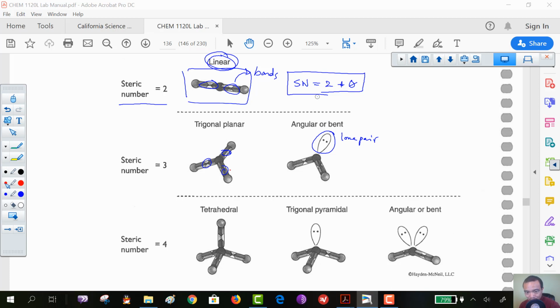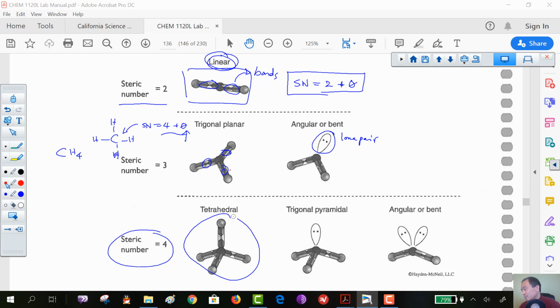And if you look at CH4, we calculated for CH4 that for the carbon center, the SN number is 4 plus 0. So SN would be 4. 0 means you have no lone pairs. So this one has 4 bonds and 0 lone pairs. So for this one, you would know it's a so-called tetrahedral shape.